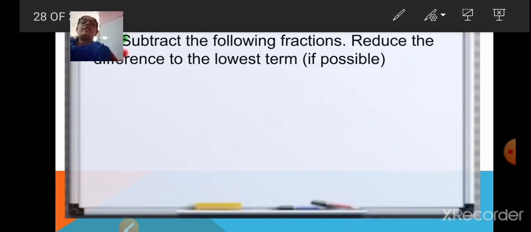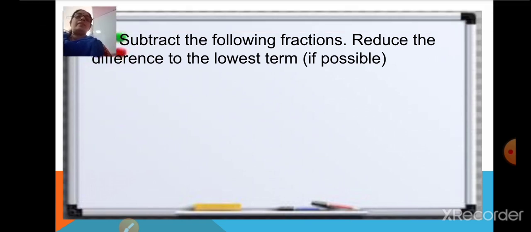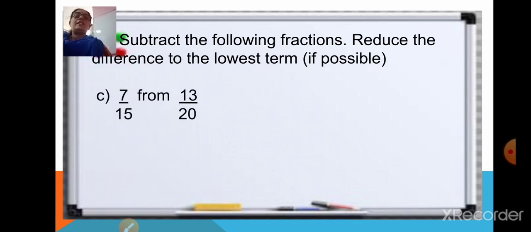Now same way, subtraction sums for you. Subtract the following fractions and reduce the difference to the lowest term. First sum is 7 upon 15 from 13 upon 20, and 19 upon 35 from 23 upon 25. That is, from 13 upon 20 you will subtract 7 upon 15. Okay. So practice these sums.